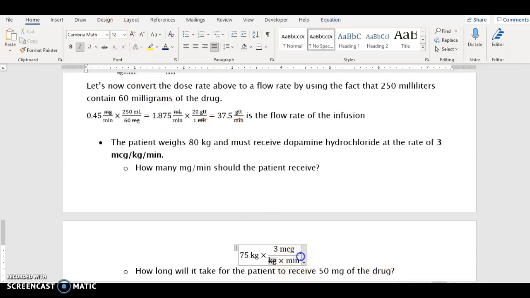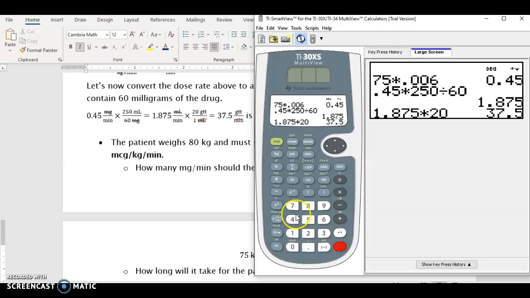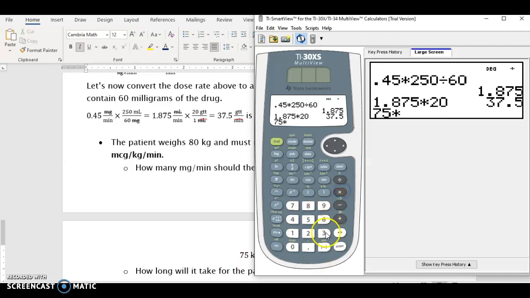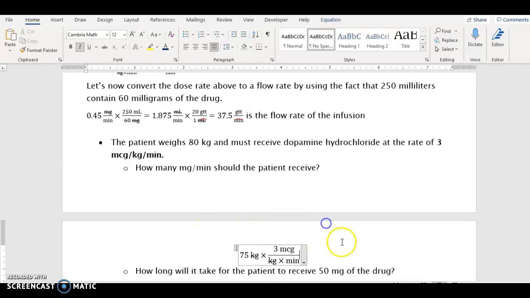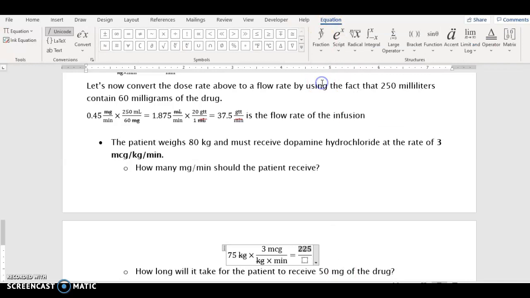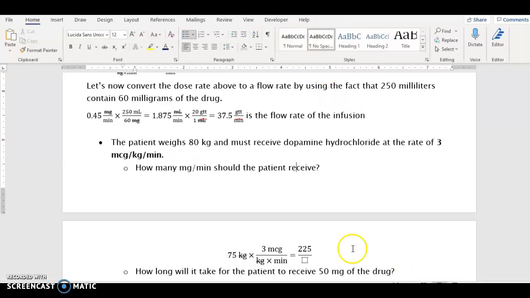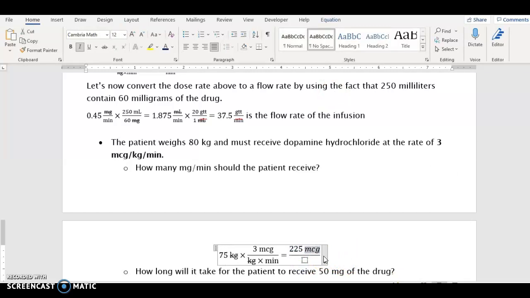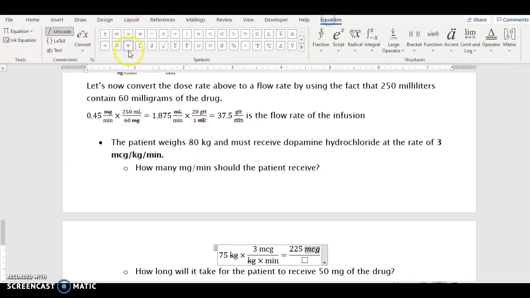So to figure out what this is, we're going to do 75 times 3, which is equal to 225. So this is equal to 225 micrograms per minute. So that's the dosage rate per minute, micrograms per minute. Now obviously we need to convert that into milligrams a minute. We'll do that very shortly. So now we have the dosage rate in micrograms per minute.